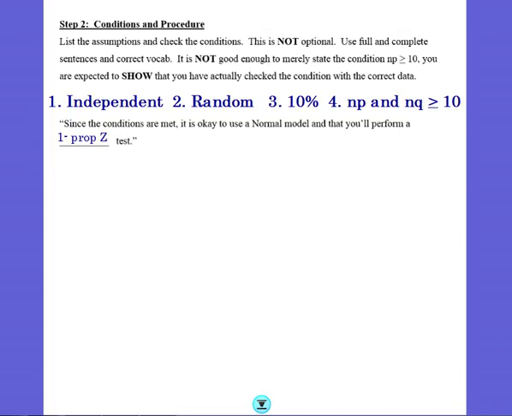So you might be thinking to yourself, what happens if these conditions are not met? Because this does happen in the real world.